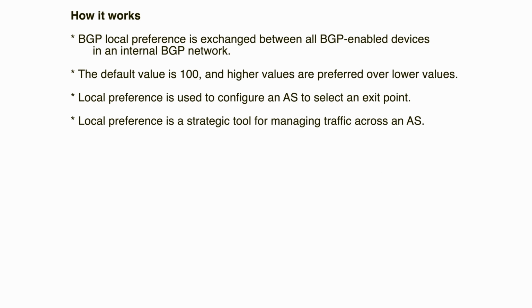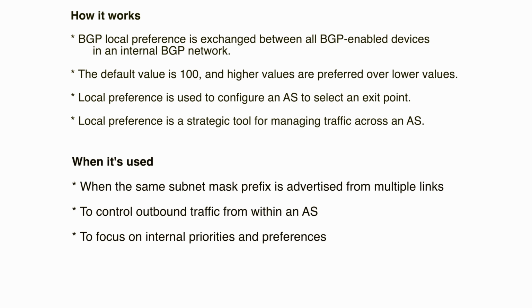So how does it work? BGP local preference is exchanged between all BGP-enabled devices in an internal BGP network. The default value is 100, and higher values are preferred over lower values. Local preference is used to configure an AS to select an exit point. It is a strategic tool for managing traffic across an AS. It's used when the same prefix is advertised from multiple links, to control outbound traffic from within an AS and focus on internal priorities and preferences.